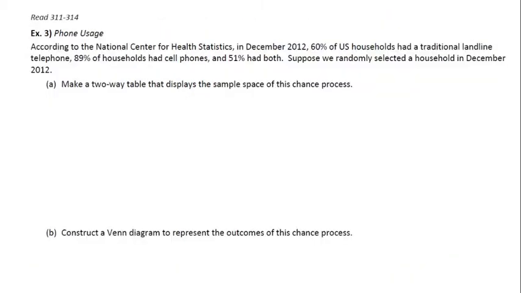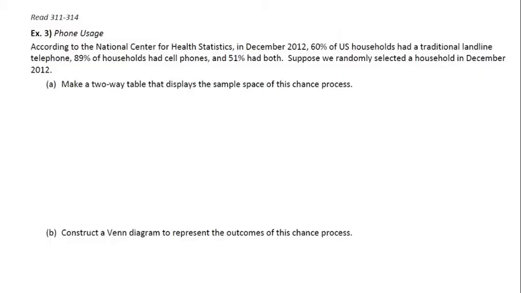All right, in example 3, the final example here is about phone usage. It says, according to the National Center for Health Statistics, in December 2012, 60% of U.S. households had a traditional landline telephone. 89% of households had cell phones, and 51% had both. Suppose we randomly selected a household in December 2012. Make a two-way table that displays the sample space for this chance process.